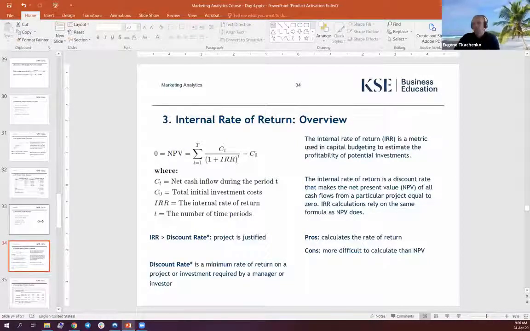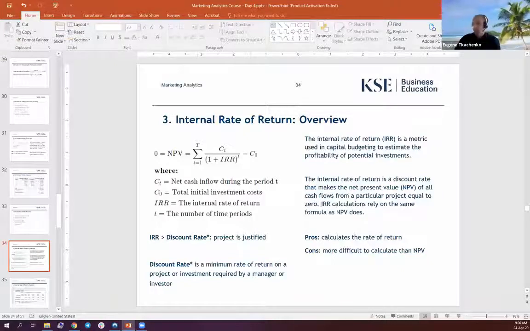Internal rate of return is very similar to net present value, but internal rate of return takes the assumption that we are interested in a discount rate, so basically the minimum rate of return the project manager or investor is expecting to get. And basically we are expecting our internal rate to be the value which will return NPV to 0. So it's very similar to the break-even point.